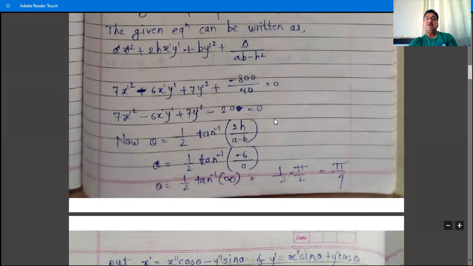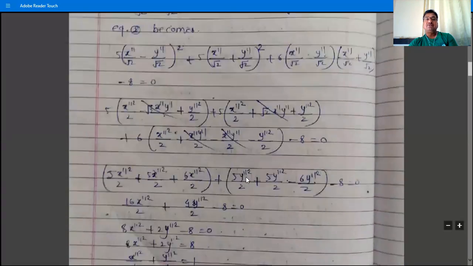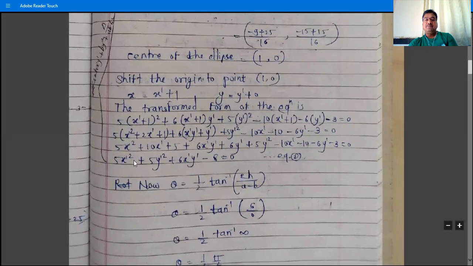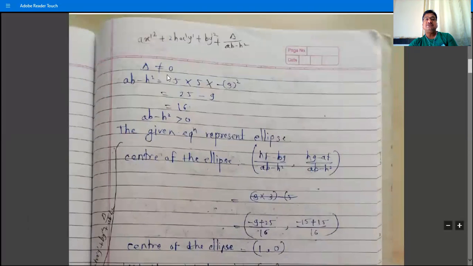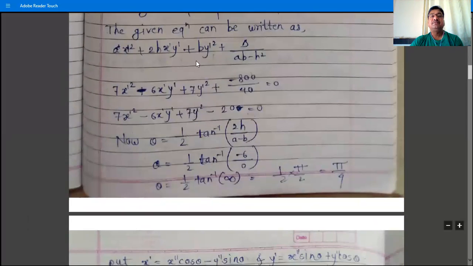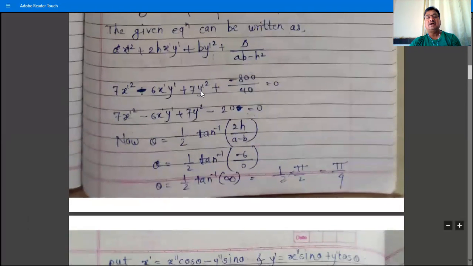So this is equation number 2. The given equation is equation number 1, and this is equation number 2. Instead of this procedure, if we have to obtain equation number 2 directly, then use this formula: ax dash square plus twice h x dash y dash plus by dash square plus delta divided by ab minus h square is equal to 0. We have the direct answer, equation number 2, in which the product term is removed and the linear terms are not present. Okay, so this is the equation.